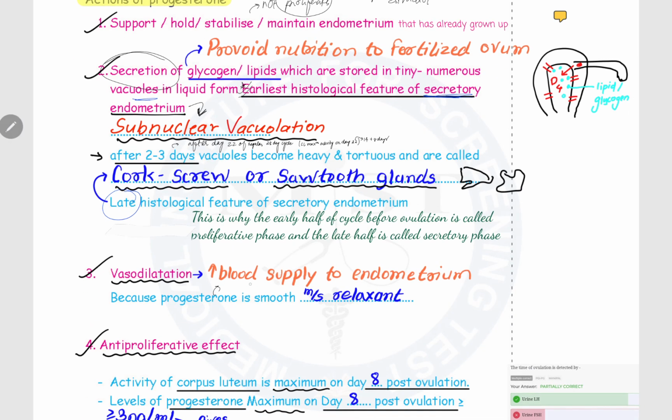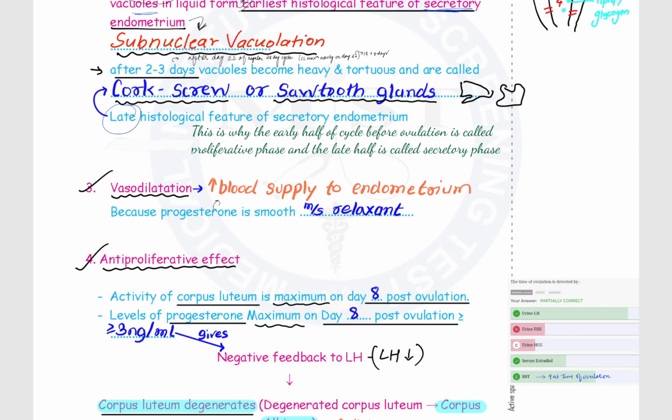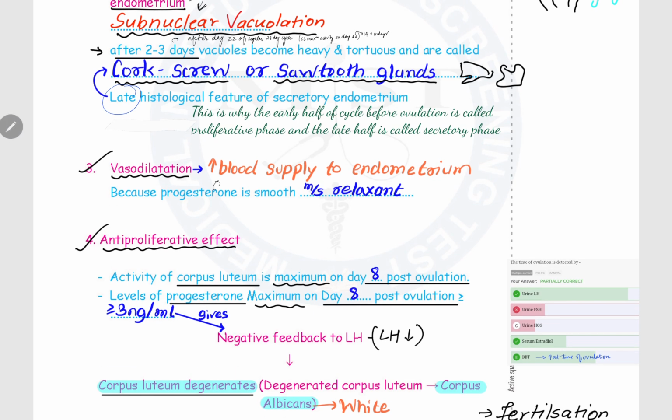Now, vasodilation. Increased blood supply to the endometrium happens because progesterone is a smooth muscle relaxant. So it will dilate the vessels, and if there is vasodilation, more blood will flow to the endometrium. So basically, all of this is preparing for the pregnancy. And this increased blood supply, if there is no pregnancy, will shed, and the blood will be discharged in the form of menses. Okay, now anti-proliferative effect.